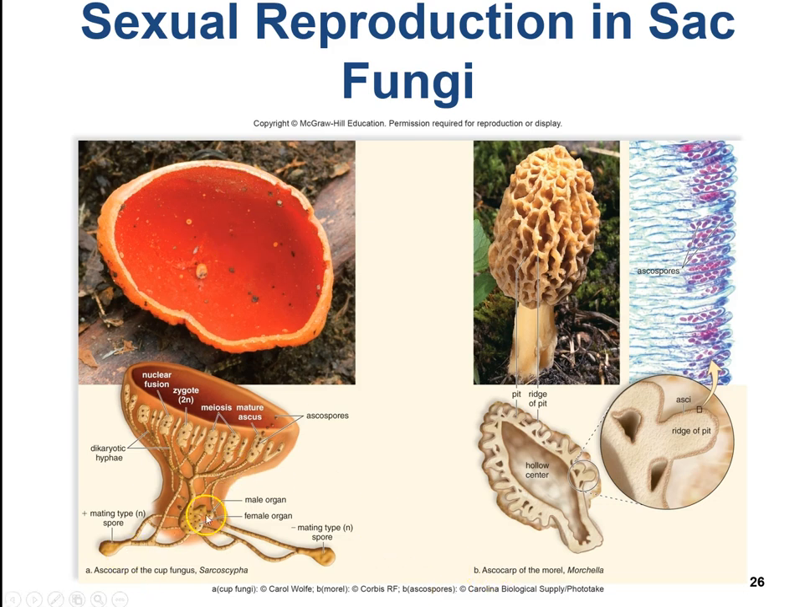So this is showing you the ascocarp, essentially the fruiting body of a cup fungus. This is showing you the fruiting body of a morel. Again, a type of sac fungi. And if you zoom in microscopically on this very edge, part of the fruiting body, you can see the asci, they're multiple, and then you can see the ascospores inside. If this breaks apart, all the ascospores are released, and then they can be dispersed.